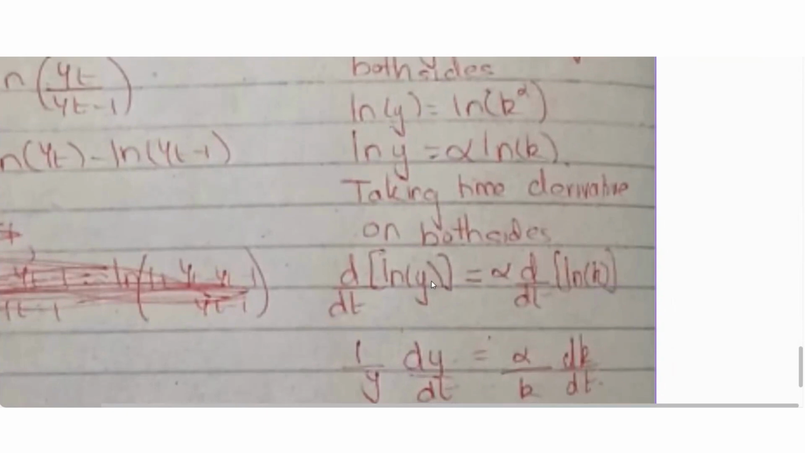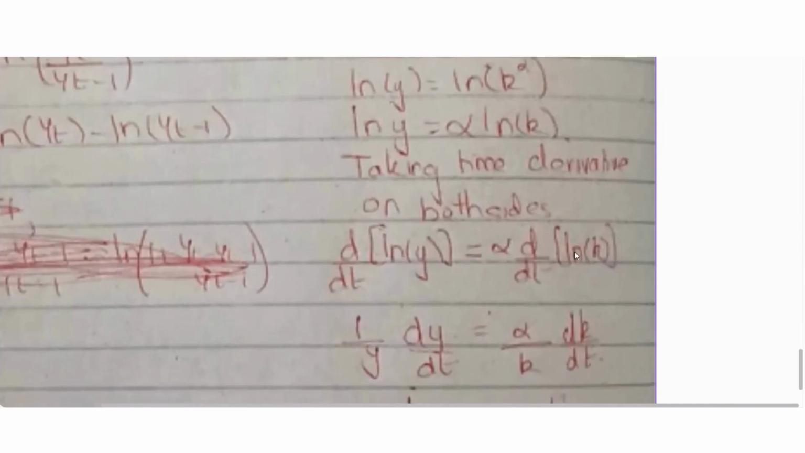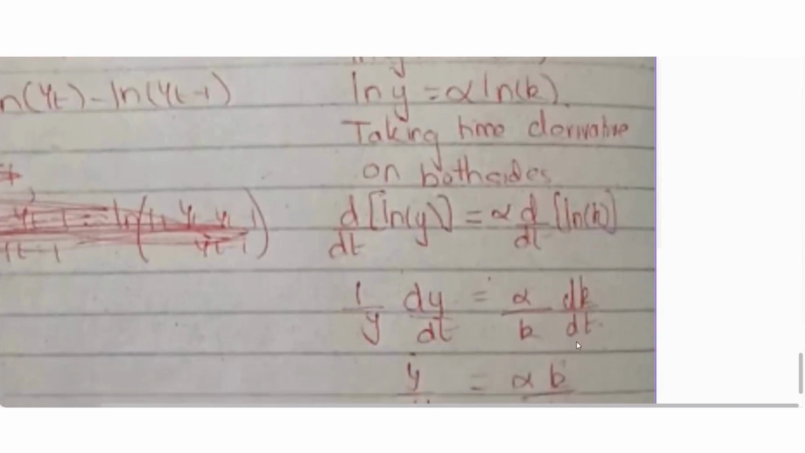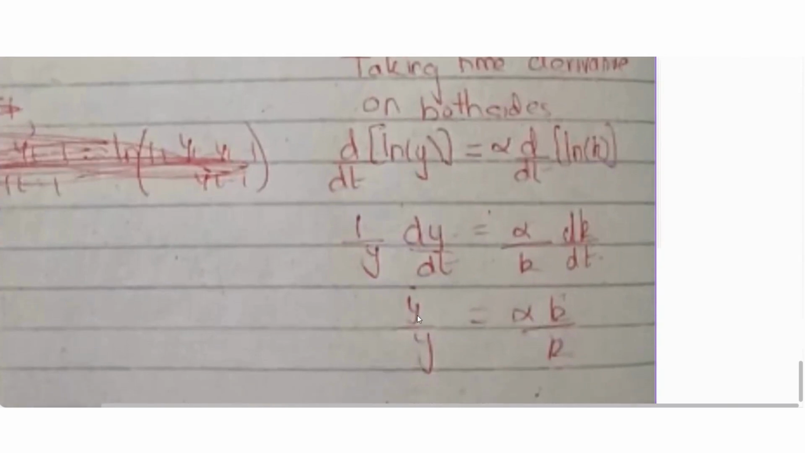We know the derivative of ln y is 1/y. Then you multiply with the derivative of the inside, y with respect to t, which is dy/dt. Similarly, over here we are taking the derivative of ln k with respect to t. The derivative of ln k is just 1/k, and you multiply by the derivative of the inside, which is dk/dt. Now dy/dt can be written as y dot, because remember we're using a dot on top of a variable to denote its first derivative with respect to time. And dk/dt can be written as k dot.